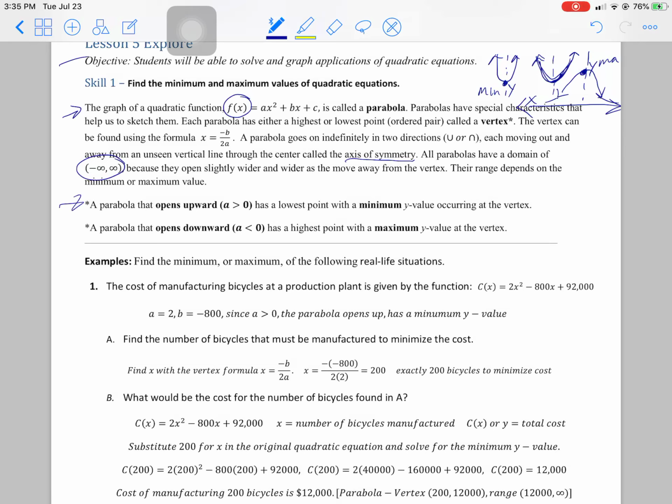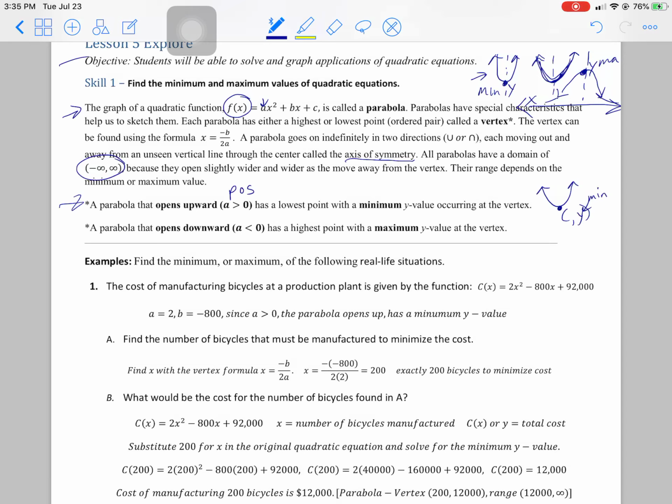So if the parabola opens upward, okay, that's going to happen when this a right here is greater than 0. So if you want to, you can write down that it's a positive number. If it's greater than 0, it's going to open upward. And if it opens upward, you're going to have a minimum. That's how that works, okay? If a is positive, this is going to open upward. This is going to have a vertex down here, and the y of the vertex is going to be considered the minimum.